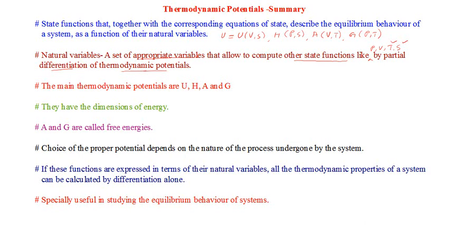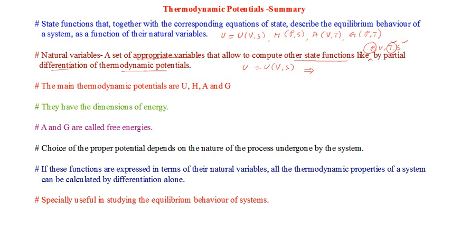Such variables are what is known as natural variables. For example, you have U. U is a function of V and S, right? So V and S are the natural variables. What are the other two remaining state functions? The other remaining state functions are P and T.